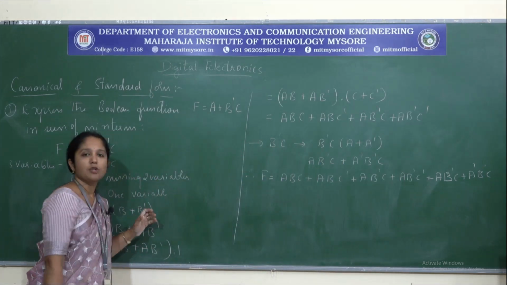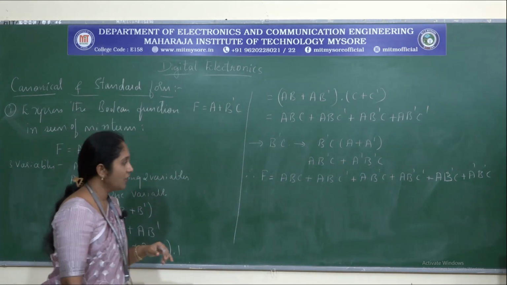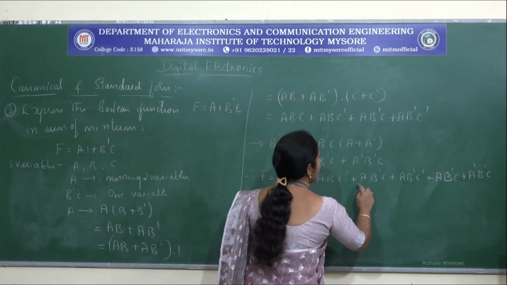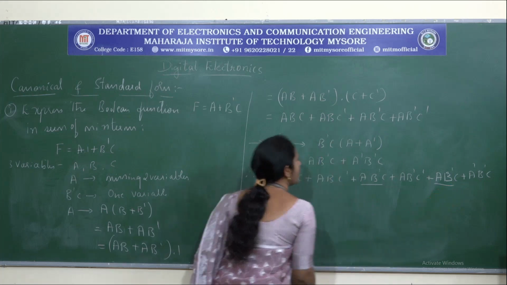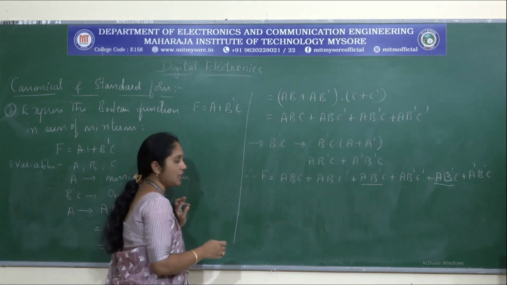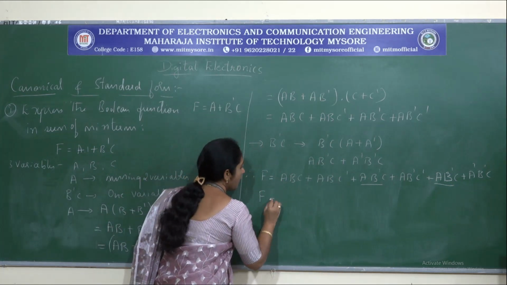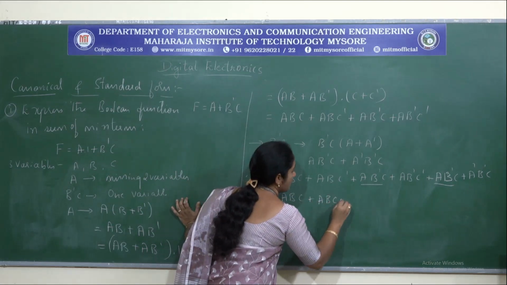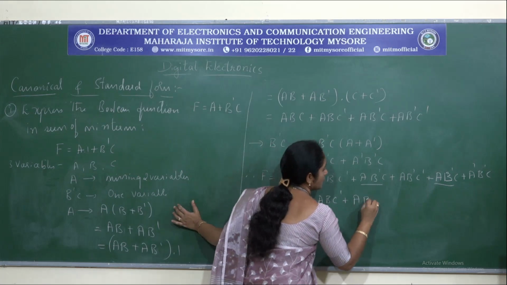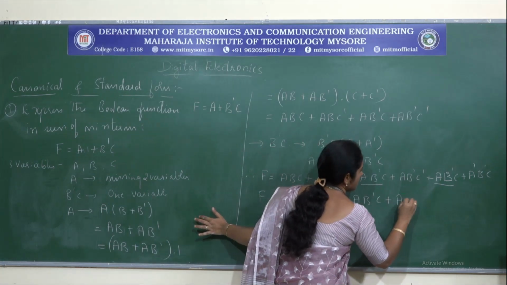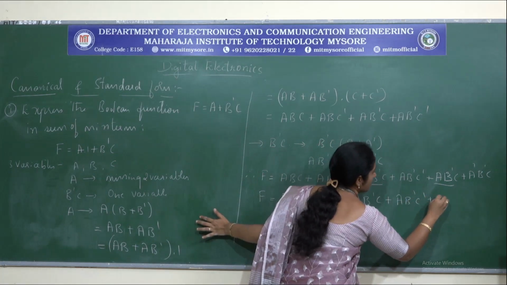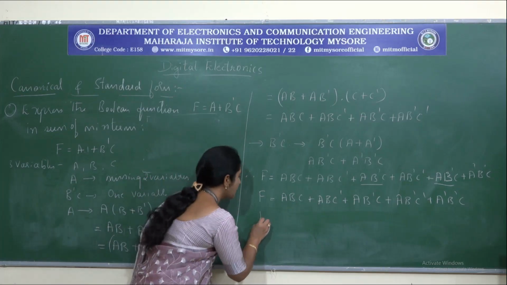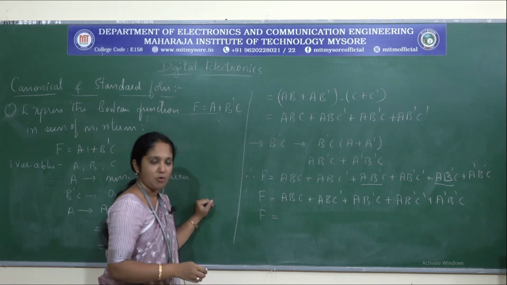Now we can remove the repeated terms. We need to check for repeated terms. Do we have any? Yes, A B dash C is repeated twice. We know that x plus x is equal to x. Using that we can remove the repetition. Further, we can express this using the minterm notation.